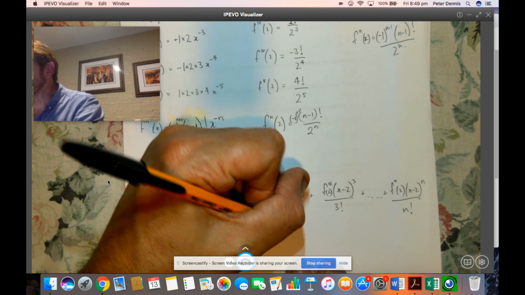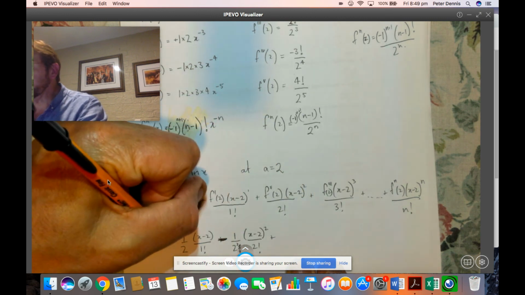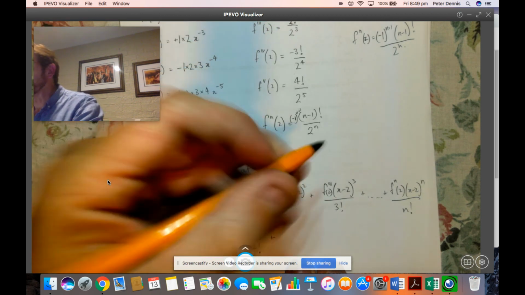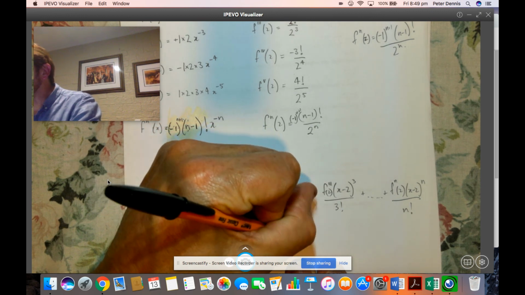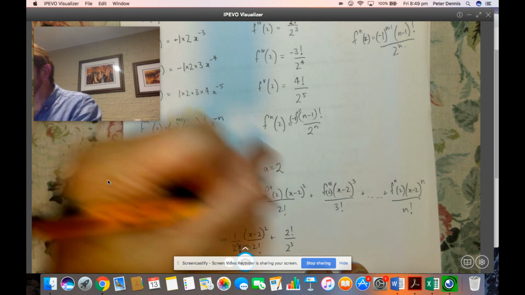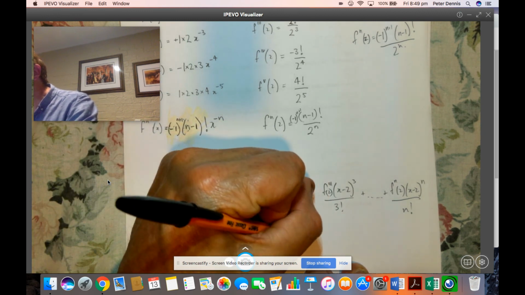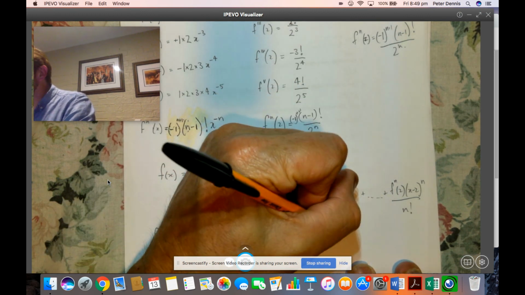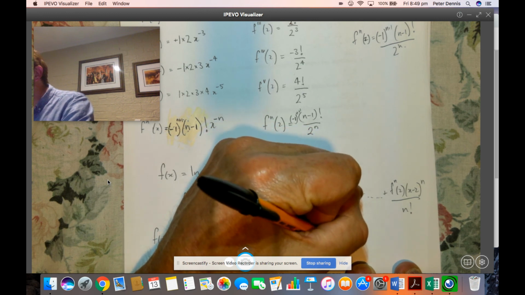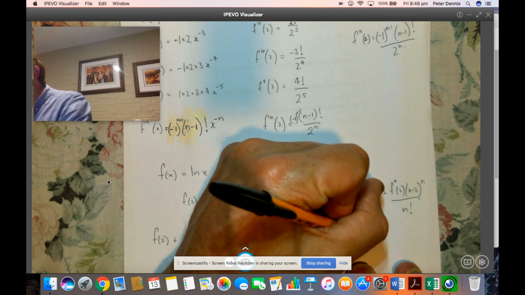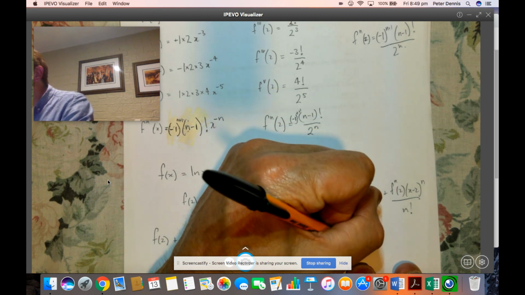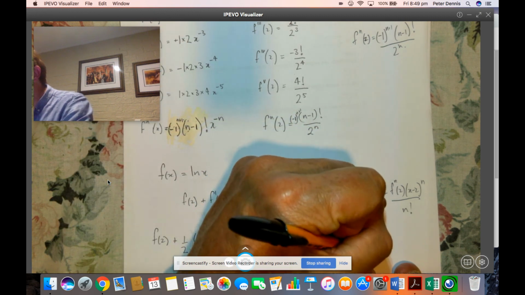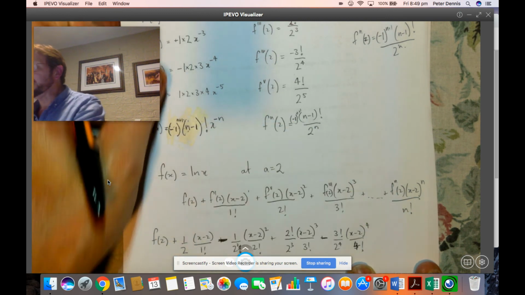Plus, we're after the third. What's the third? It is 2 factorial over 2 to the power of 3 times x minus 2 to the power of 3 over 3 factorial, minus 3 factorial over 2 to the power of 4 times x minus 2 to the power of 4 over 4 factorial. Sorry, this becomes 4 factorial. And we keep going like that until we get the nth term.